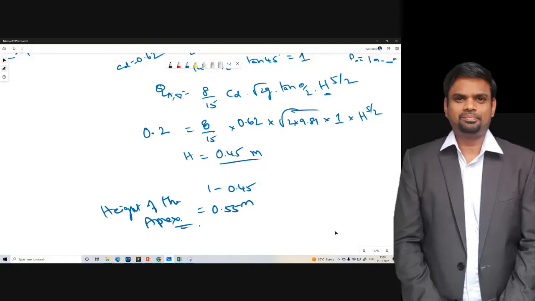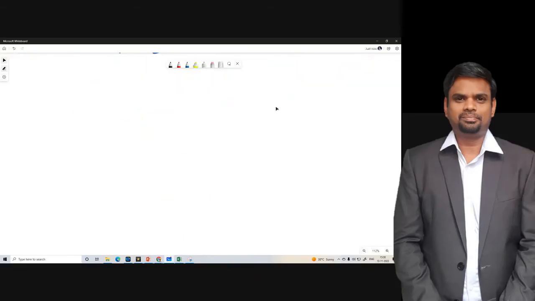Now we have one more numerical. What we have seen so far is a single weir, a single notch, let me say a single rectangular notch. So what if we have a notch which varies in length like this?